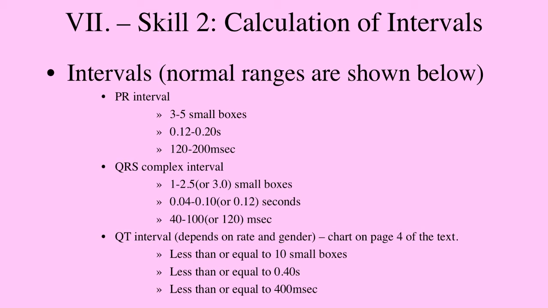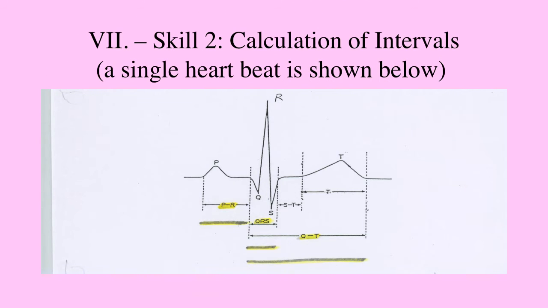So generally less than 10 small boxes on that. If you look at the next slide, then you can see where the PR interval is measured from the beginning of the P wave to the beginning of the QRS complex.